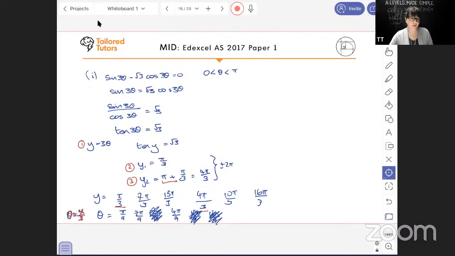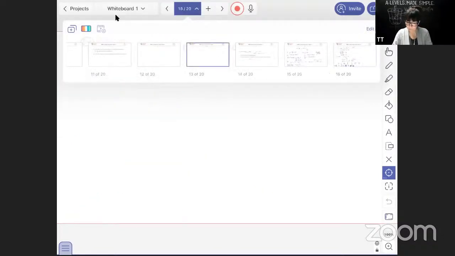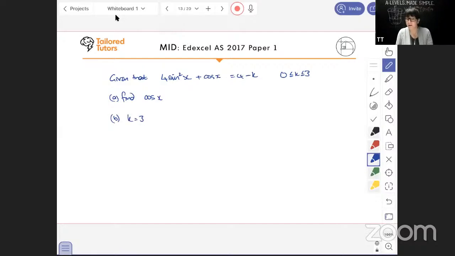Okay, let's have a go through part B together. So I'll just jot it down on this page so that you can see it. I need a blank page somewhere, because I think this is a really nice one to go over. It says, given that 4 sine squared x plus cos x equals 4 minus k, and apparently k is between 0 and 3, find cos x in terms of k, and then next, when k is 3, find the values of x in the range 0 to 360.